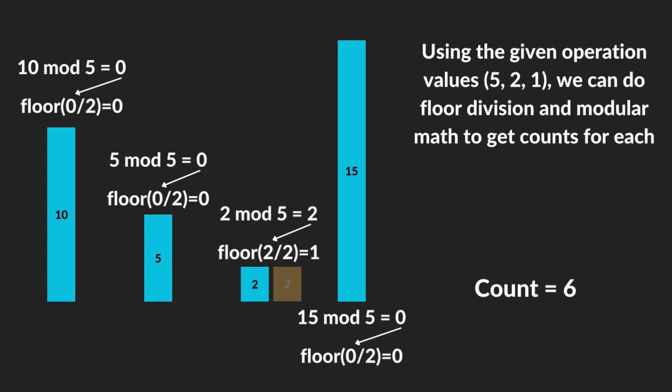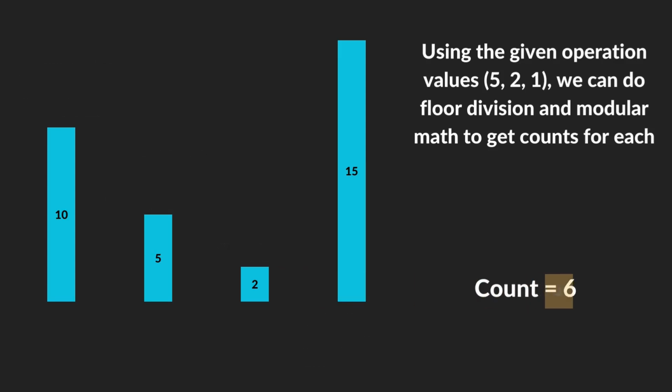For the third value, we have 2 mod 5, because there was 2 left over. Then we do floor division of 2 divided by 2, which is just 1, and that will be added to our count later. And the fourth value, there's not much to do there. So let's add that 1 to the count, and we get 7.